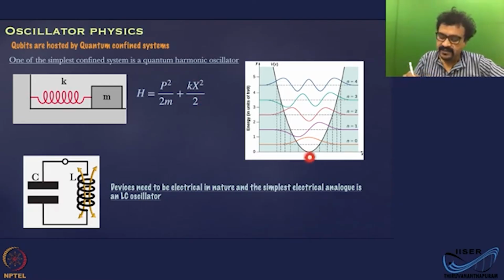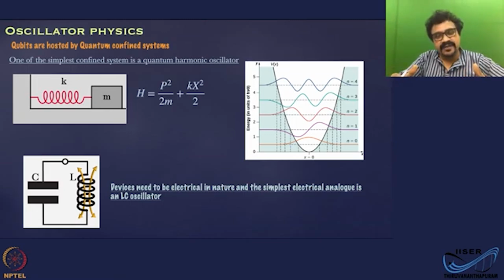And in the x versus energy space, that's going to give you a parabolic confinement. And you have these equally spaced energy levels with n equal to 0, 1, 2, 3, which is also something known to all of you. But that is the case with the mechanical oscillator.